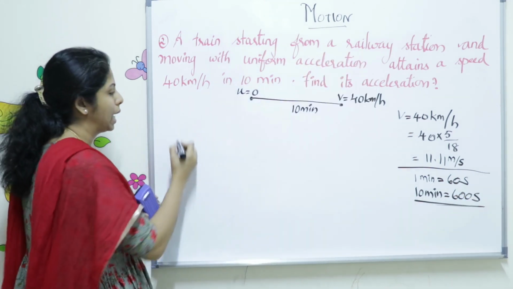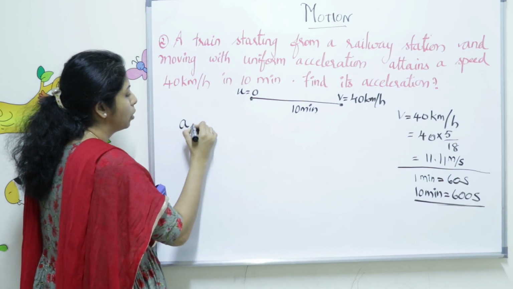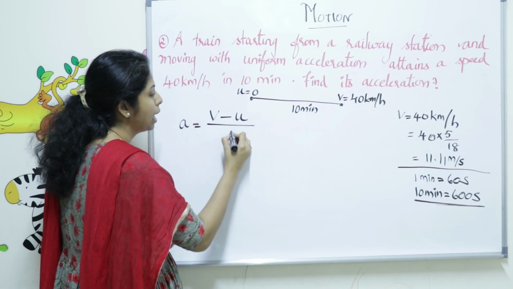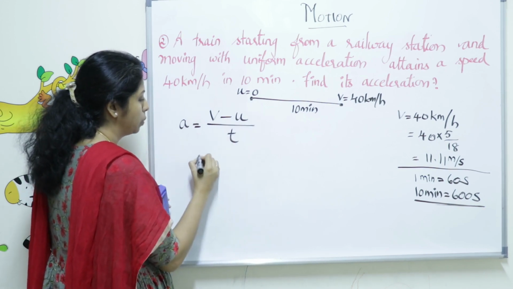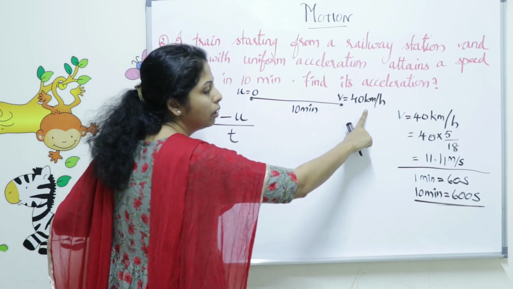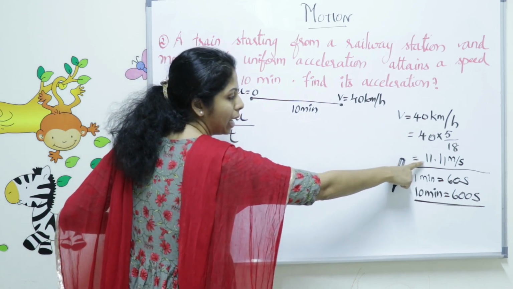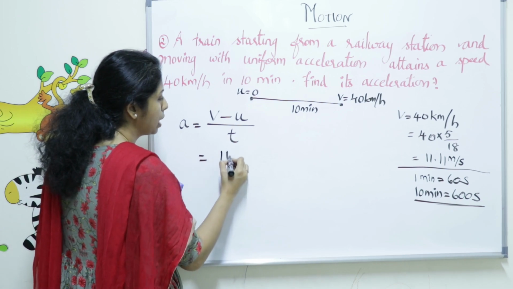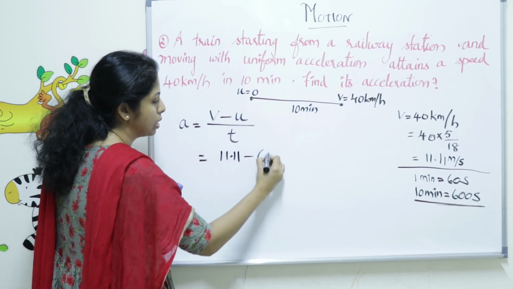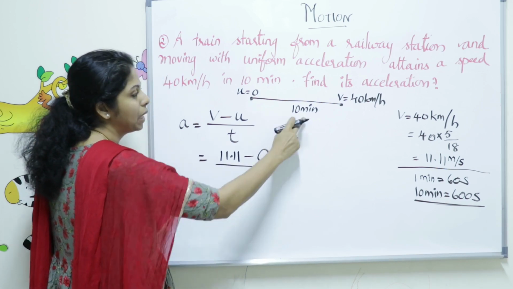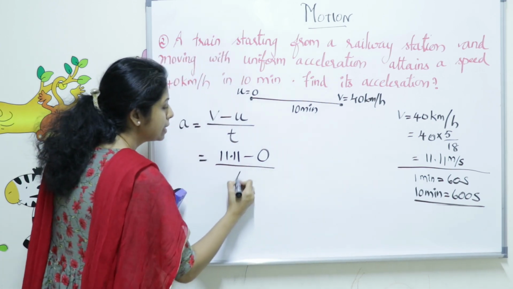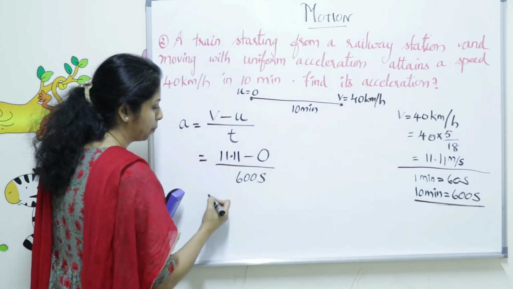Now, we will substitute that in our formula. We know that a is equal to final velocity minus initial velocity by time t. What is our final velocity? It was 40 km per hour. We have converted it into meter per second, and it is 11.11, minus our initial velocity 0, by the time. They have given 10 minutes, which we have converted into seconds, and now it is 600 seconds.